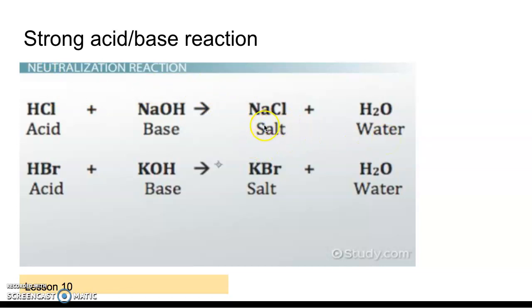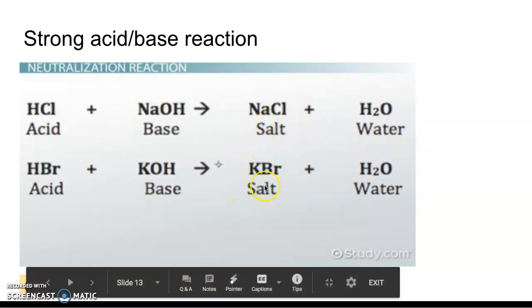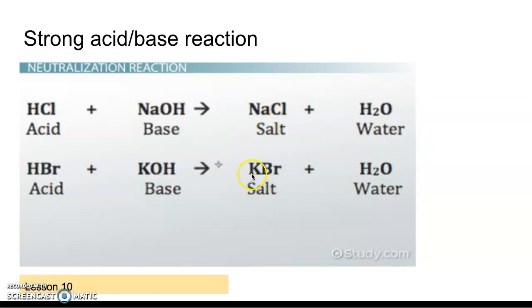And when I talk about salt, it's not necessarily table salt. Remember, anytime a metal and a non-metal are bonded together, we call it a salt. So the product of a neutralization is always salt and water. And again, a neutralization is when a strong acid or a strong base comes together. If you have a strong acid and a weak base, it will also be a neutralization. Every time you have either a strong acid or a strong base, you will neutralize.